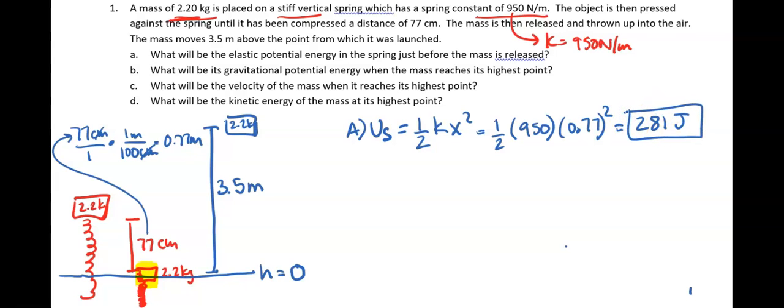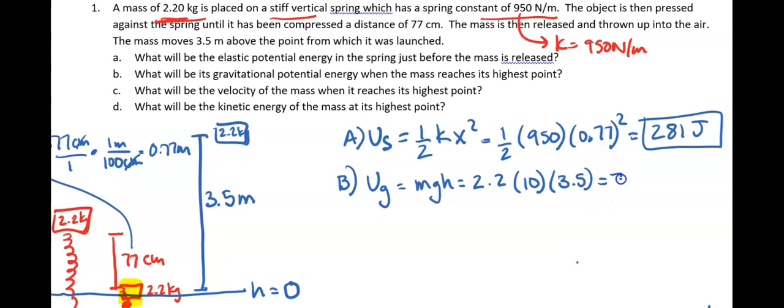Then let's look at the next thing. What will be its gravitational potential energy when the mass reaches its highest point? U_G is equal to mgh. The mass is 2.2, g is 10, since we're always using positive 10 on Earth, and the height above its launching point is 3.5. When we plug that all in, we get 77 joules. Cool. So we did A, we did B. Let's move on to C.